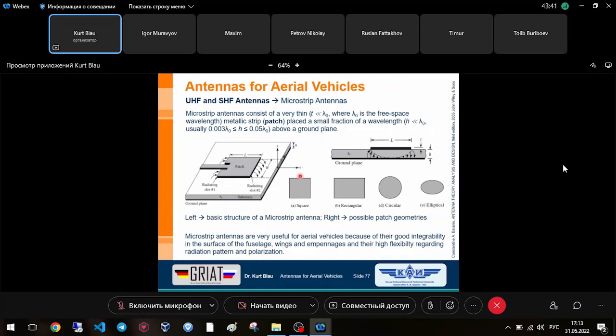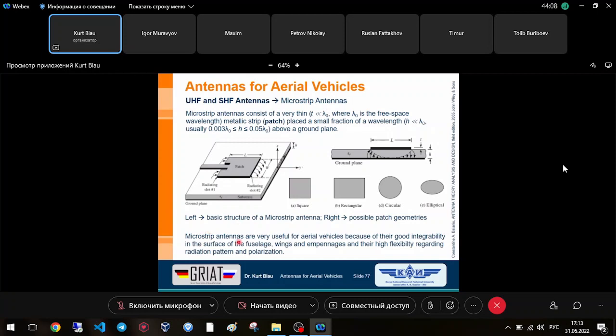Then the patches can have very different shapes. For instance, we can use a square shape as a patch, then rectangular. Let's say this is the normal case. We can also apply circular elements, and this is another type, elliptical elements. It depends on what we want to achieve with these elements, with the single element. Yeah, this was already explained.